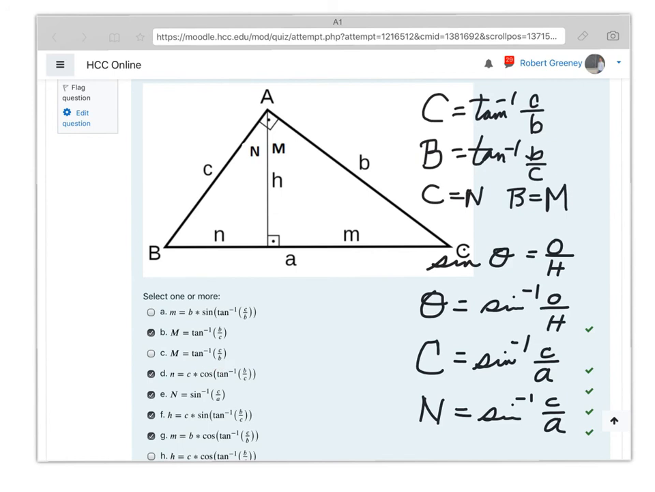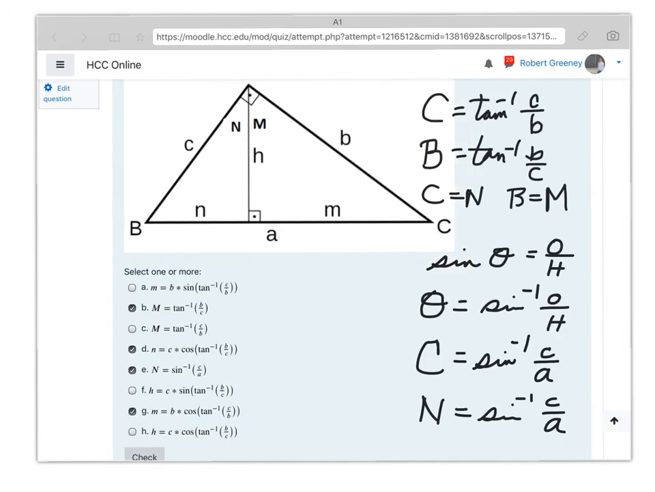And now we have to look for H. So we look at H, and it says C sine. So how do we do that? Well, let's look at this element. The inverse tangent of B over C is angle B. And then we have the sine. So the sine of B equals the opposite H over the hypotenuse C. So the sine of B equals H over C. And so H would be C times the sine of B. And so that's correct also.